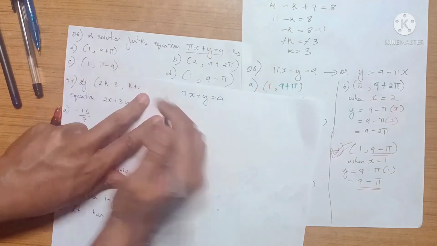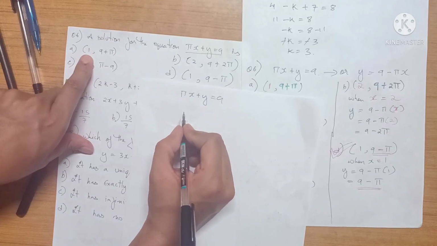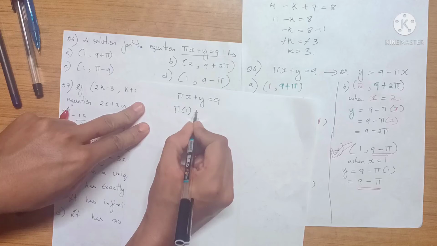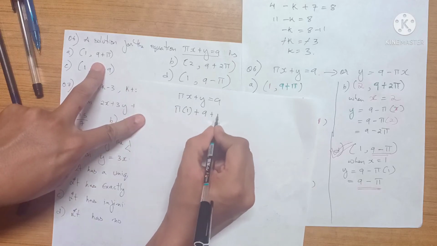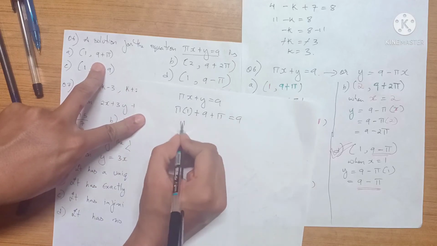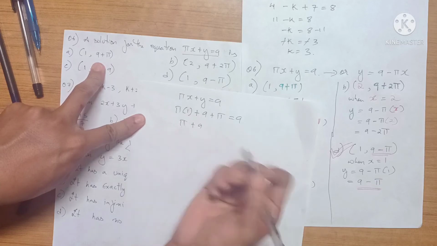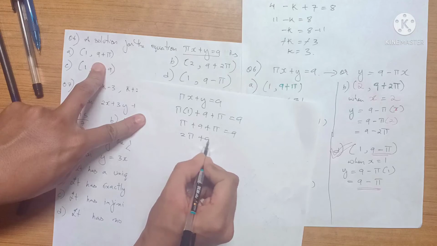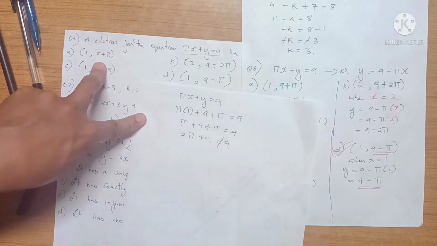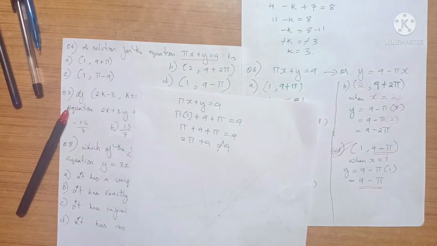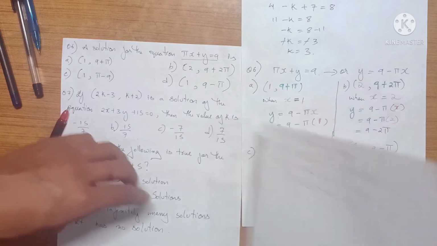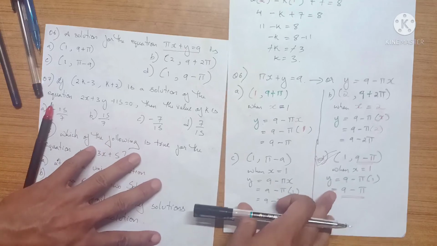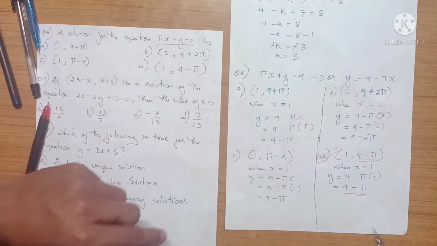And then instead of x, I'm going to put 1 because Roman number 1, it says. So I can put 1. Instead of y, I can put 9 plus pi. And then because pi into 1 is pi only, we can write 2 pi plus 9 equal to 9, which is not equal. So we can do like this and go. But I just did it like this because I found it easier this way.